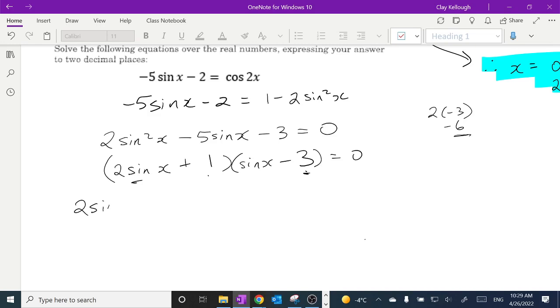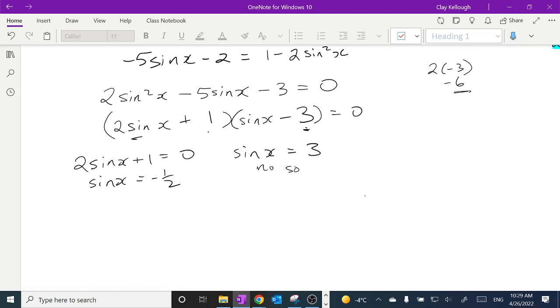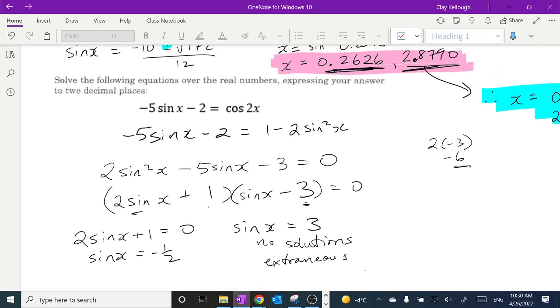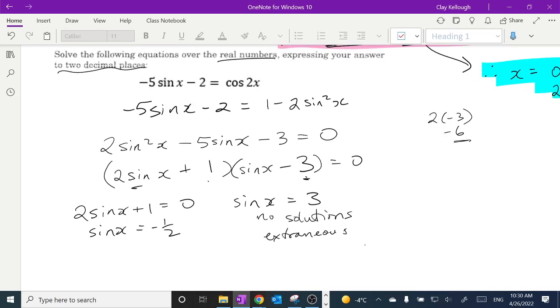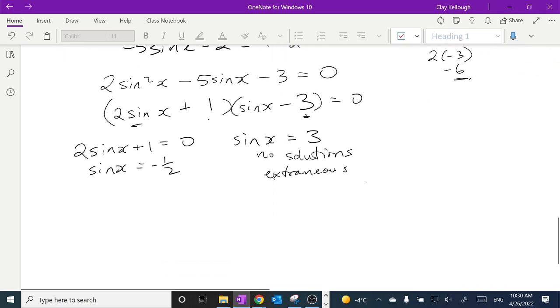And I actually don't think I need a calculator for this one because sine of x would equal negative 1/2, and sine of x would equal 3. That guy has no solutions. Again, you could be fancy and say extraneous. I was reminding you of that yesterday. That's an extraneous solution. Doesn't actually work. This one, however, has answers. Now this one I'm doing, again, all real numbers. So it says to 2 decimal places, but I don't need decimal places.